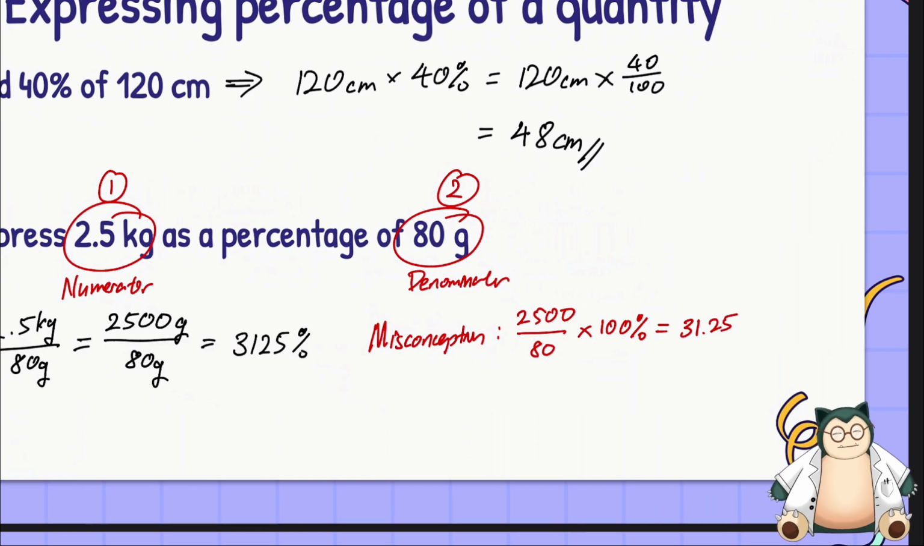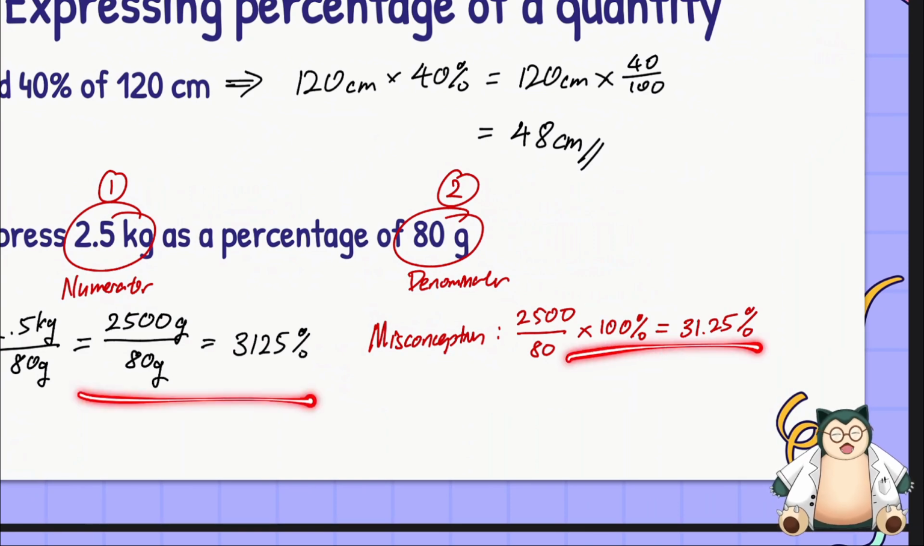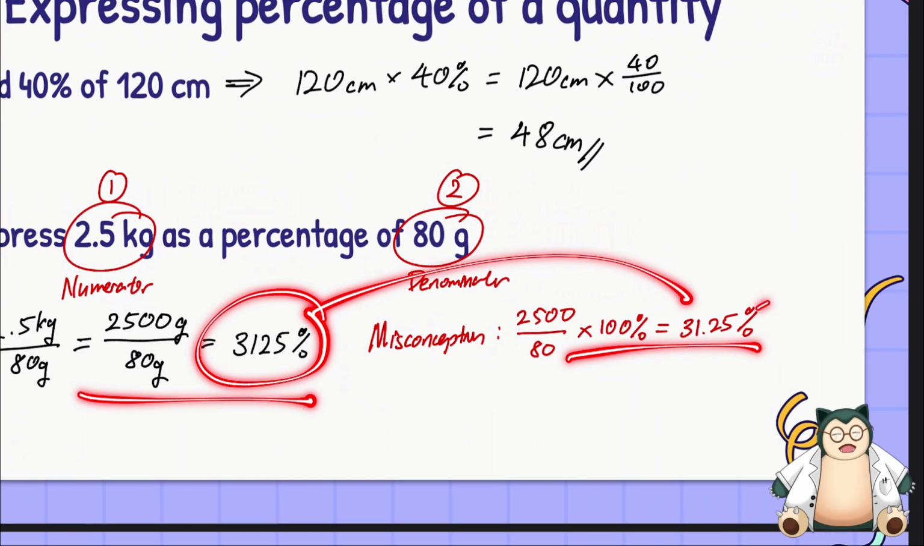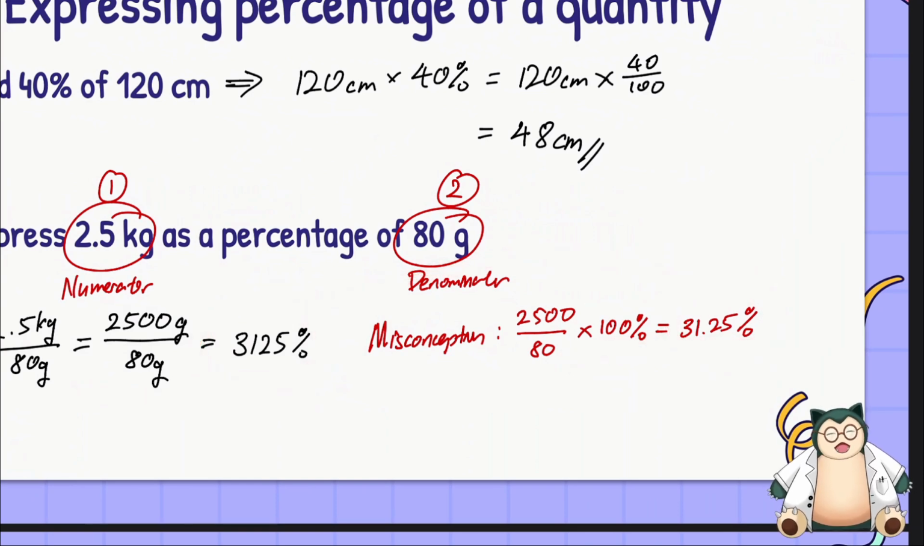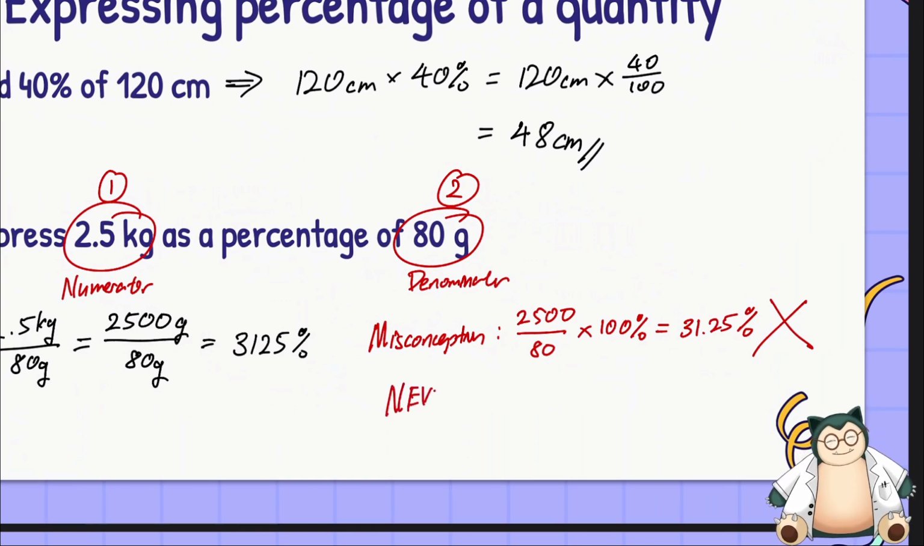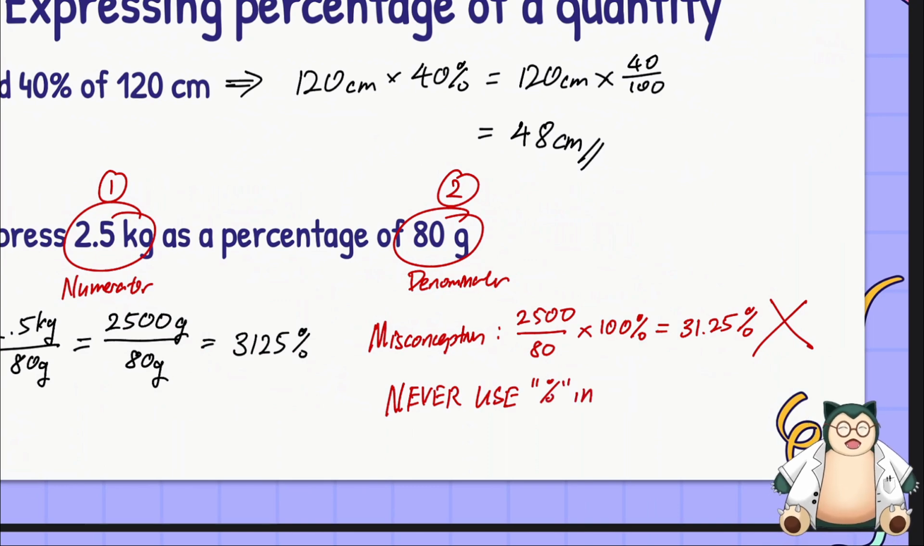And some of you may write the percentage afterwards. Now, do you notice the difference in the answer? This is actually 100 times more than this over here. So that's why this is a mistake. Now, what is the rule of thumb that I always tell my students? Never use the percentage symbol in the calculator. Is that clear?